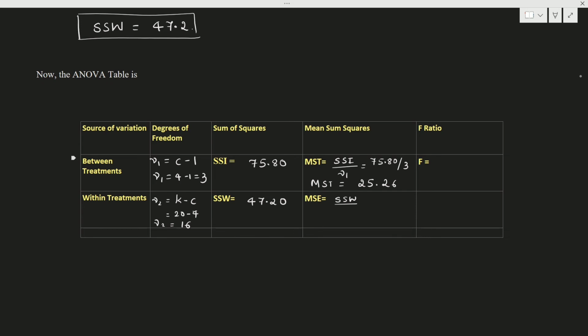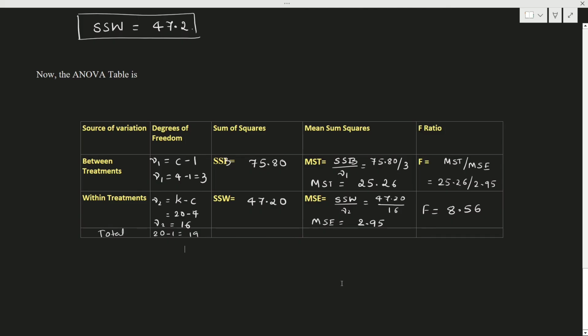And MSE is SSW, sorry, this is SSB. Now, SSW is divided by nu 2. SSW is 47.20 divided by 16. So, MSE, the mean sum square within the sample, is equal to 2.95. Then F ratio is MST divided by MSE. So it is 25.26 divided by 2.95. So F is equal to 8.56. Okay. And here you can write total degrees of freedom is what? 20 minus 1, that is 19.